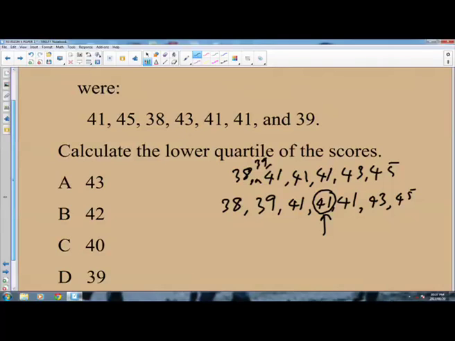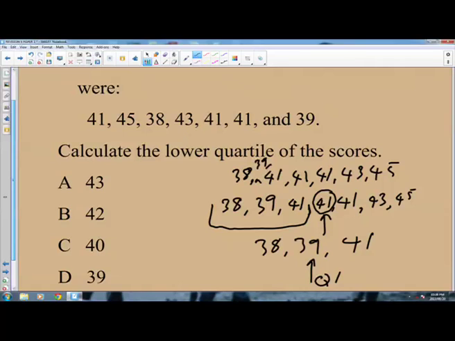So we'll consider the distribution from 38 up to this first 41, meaning the distribution now becomes 38, 39, and then 41. This is the distribution that we are having. And then from this distribution, we are going to locate the middle number. That will be the lower quartile for the distribution 38, 39, 41. And then the middle number here is the 39, meaning this is our Q1 or the lower quartile.